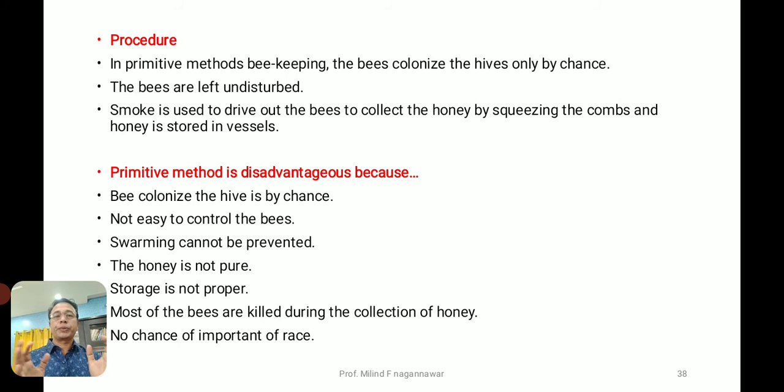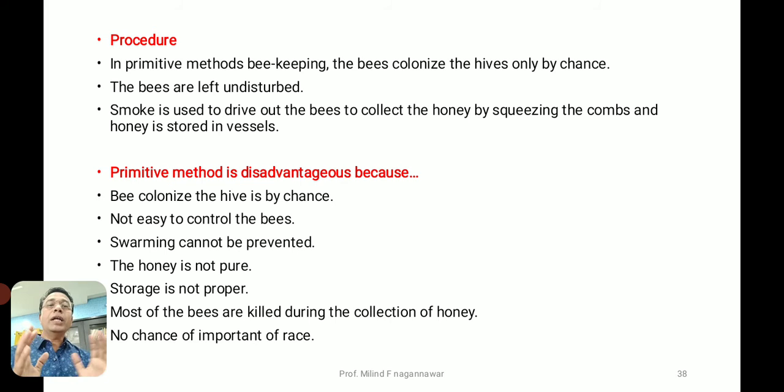Now, for all these primitive methods, the making of the hive is completely a matter of chance. The honeybees make the hives by their own choices, not by the beekeepers' choices. Is it clear? So we have to keep those structures and the honeybees come and make the hive. It is not that we are doing it. So the primitive methods of beekeeping are completely by chance.